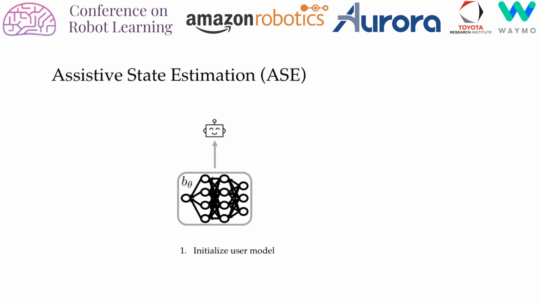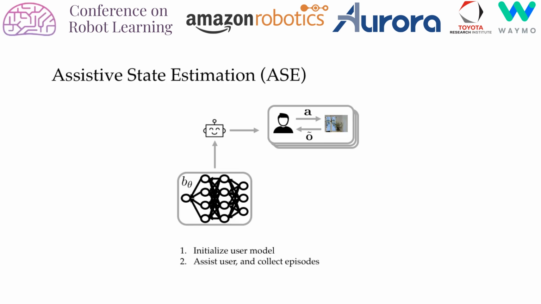We start with an initial model of the user's state estimation process that makes some assumptions about the user's systematic biases and perception difficulties. We then use this initial model to assist the user and record the actions that were taken by the user while they were being assisted. Because the initial model may not be accurate, even with assistance, the user may still take suboptimal actions.